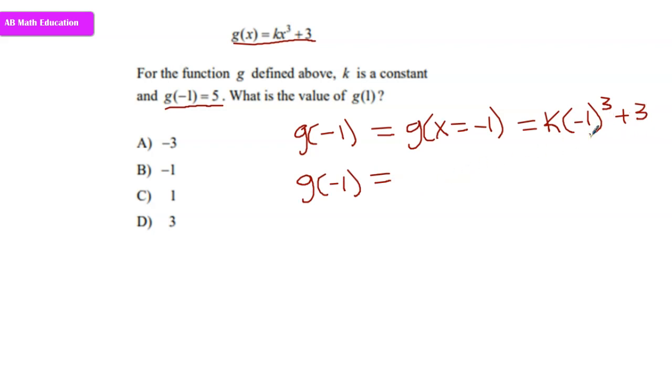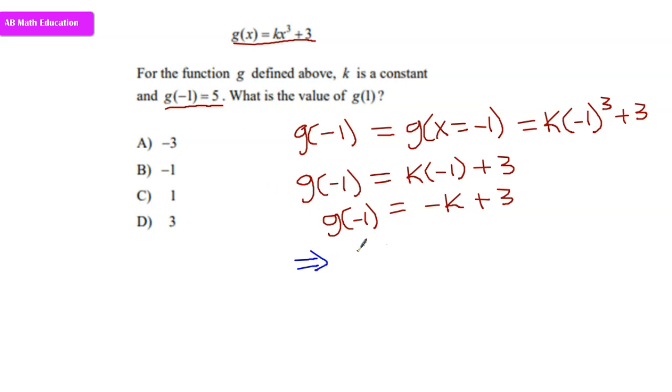As we do it, we will get negative 1 times negative 1 is positive 1, times another negative 1 will be negative 1. So here we are getting k times negative 1 plus 3. And that is equal to negative 1 times k, which is negative k plus 3. And that's g of negative 1. But we know that g of negative 1 has to be equal to 5. So this implies that negative k plus 3 must be equal to 5. This will help us to find our k.